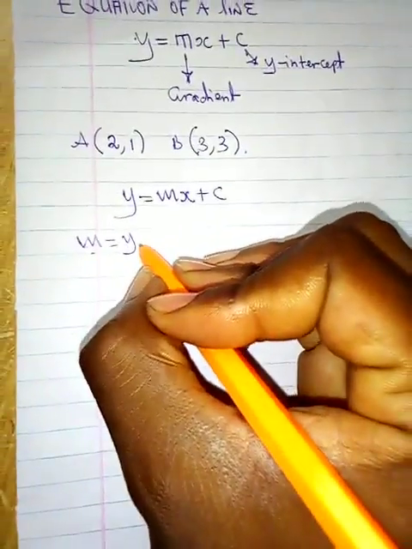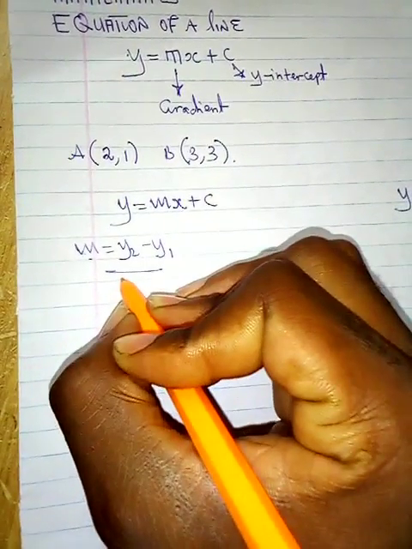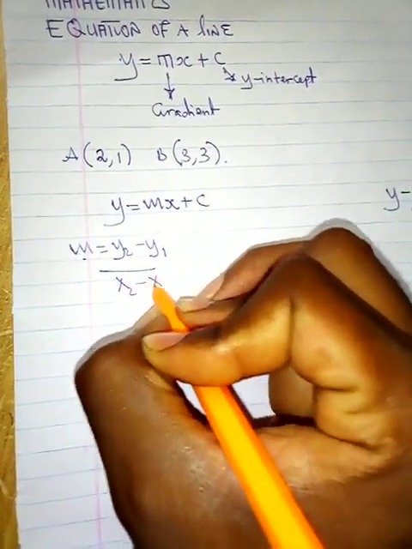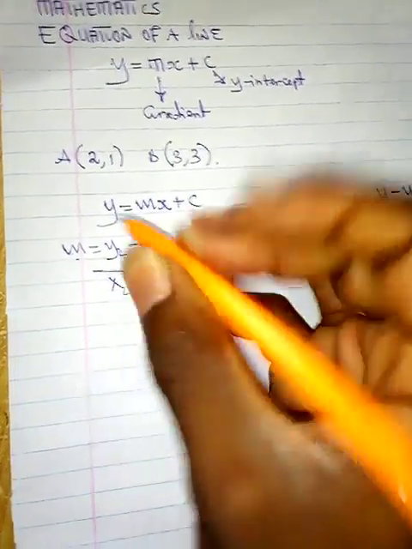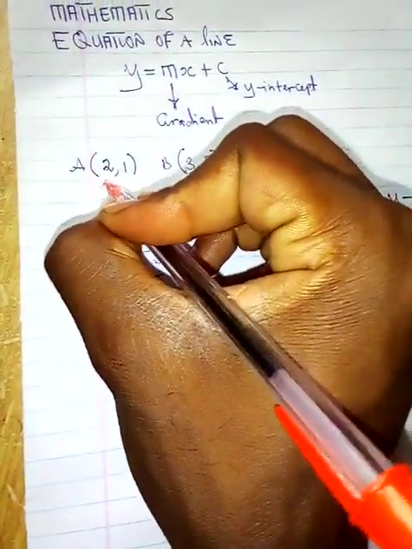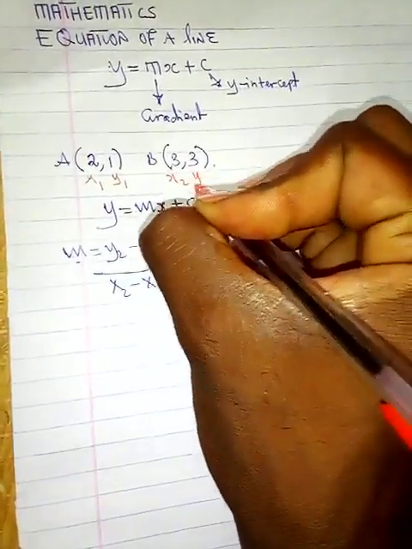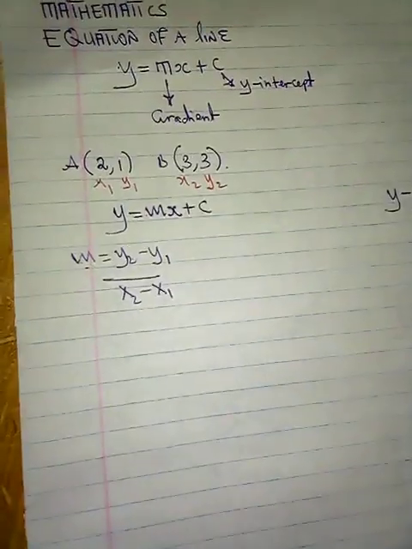So m is going to be y2 minus y1 over x2 minus x1. Now, this is going to be your x1, that's going to be y1, this is going to be x2, and this is going to be y2.